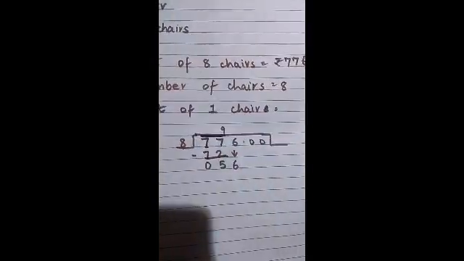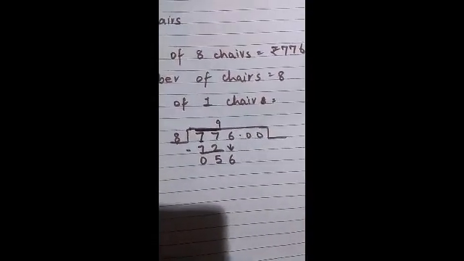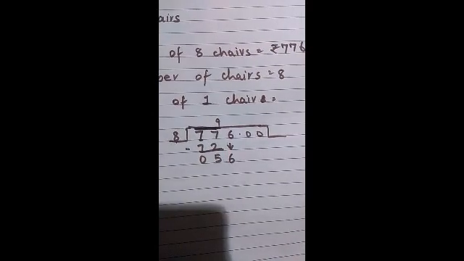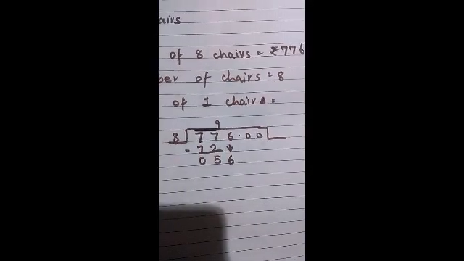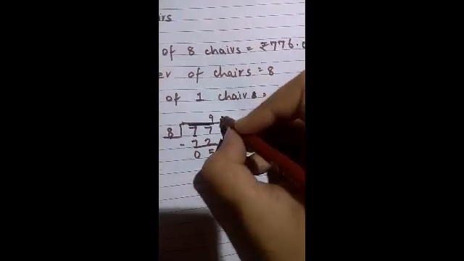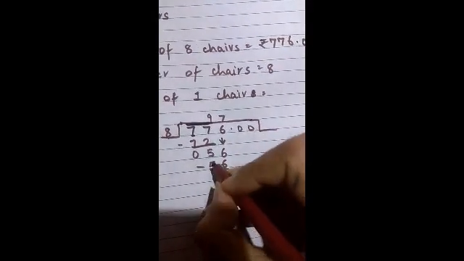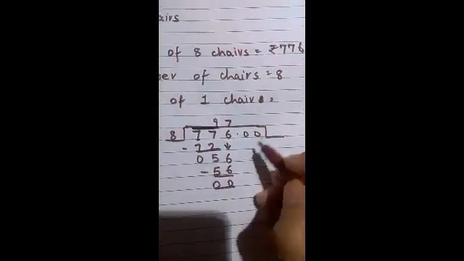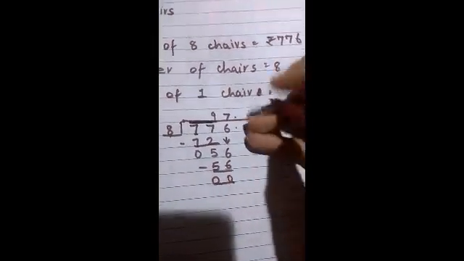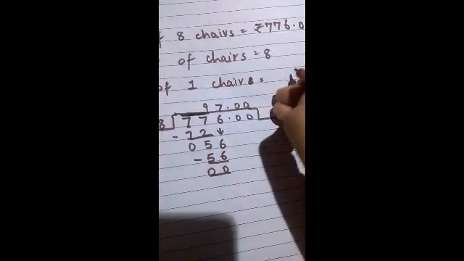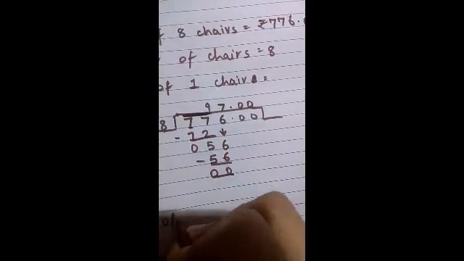Now again say the table of 8 till the time you reach 56 or a number bigger than that. 8 ones are 8, 8 twos are 16, 8 threes are 24, 8 fours are 32, 8 fives are 40, 8 6s are 48, 8 sevens are 56. Subtract 6 minus 6, 0, 5 minus 5, 0. Now again 2 zeros are left here. और यहाँ 0 आ गया और फिर भी 0 बचता है, तो just transfer it up. The cost of one chair is rupees 97.